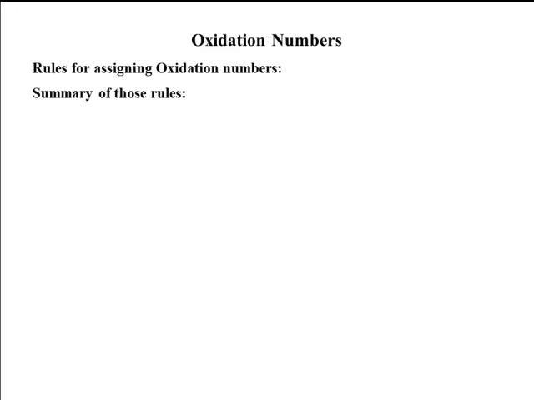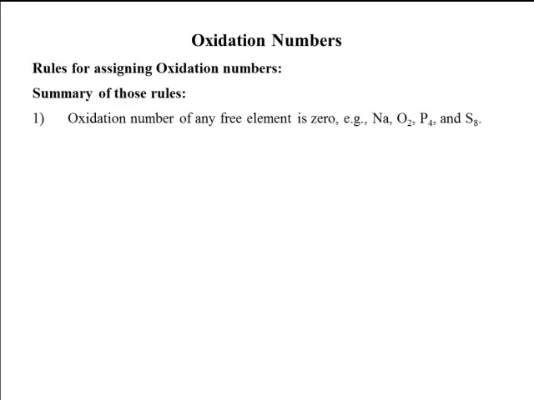Oxidation numbers are going to be a way for us to keep track of where electrons are at in a redox reaction. Don't confuse oxidation number with charge. Sometimes the oxidation number and the charge are the same, sometimes they're not. That's why we have these rules to assign oxidation numbers. So the first rule, any free element, its oxidation number is going to be 0 for atoms of that element.